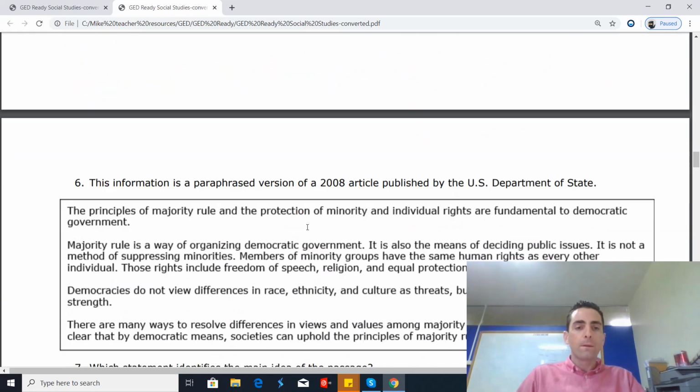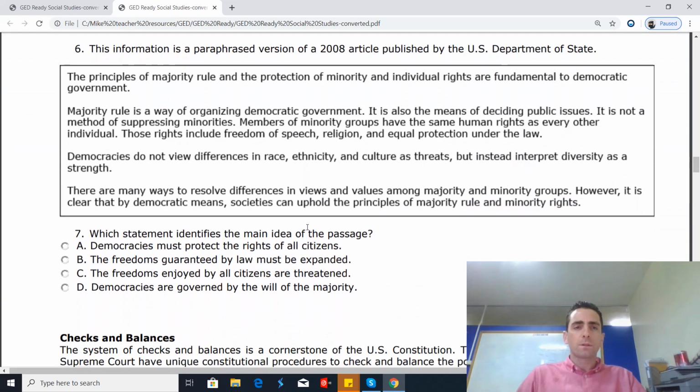Okay, moving on. Number 6. Right, we have a short paragraph in a box again. Question says, which statement identifies the main idea of the passage? Okay, so it's main idea stuff. We need to read it all and figure out kind of what the bird, if there was a bird flying above this little paragraph here looking down, what would the bird's eye view be? What would be the general idea that the bird could pick up from looking at this passage?